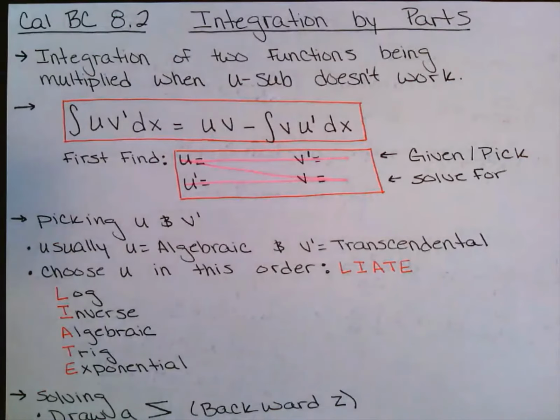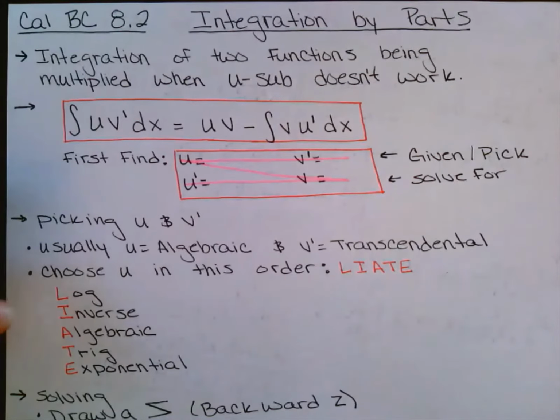This video is for Calculus BC, and this is 8.2, Integration by Parts. Integration by parts is used specifically when it's integration of two functions being multiplied, but U substitution does not work. These look a lot like U sub questions, but when you try to do the U sub, remember how we talked about if there was a number missing, you can multiply that number in with its reciprocal. But if there was a variable missing, we couldn't do that. That's where integration by parts is going to come in handy.